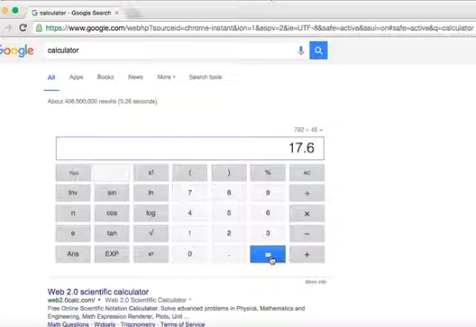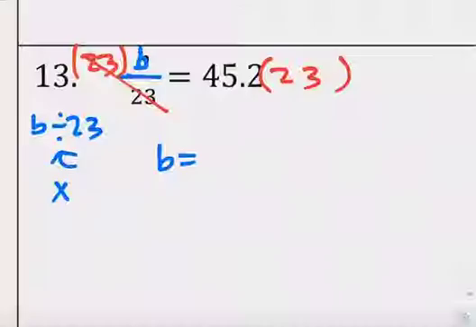Then here, the variable you see is b. This is b divided by 23, so the opposite of divide is multiply. So we multiply 23, b equals... oh my gosh, again, sorry, number 13. Let me do this again so you can see it.